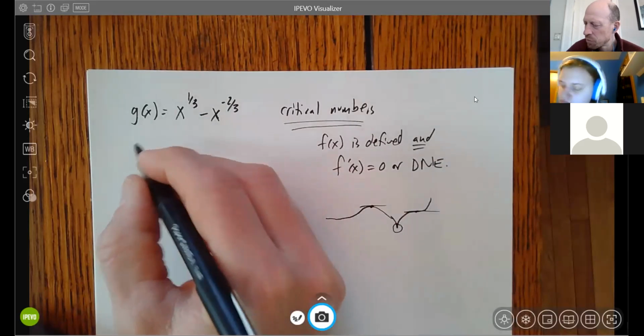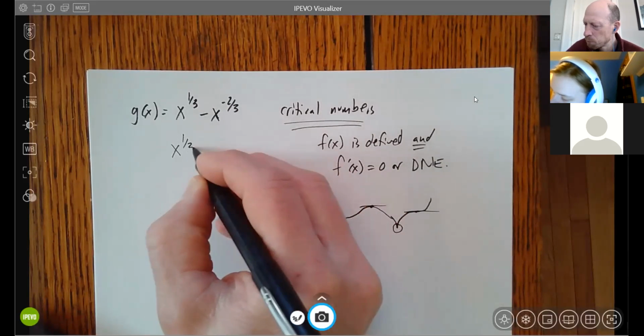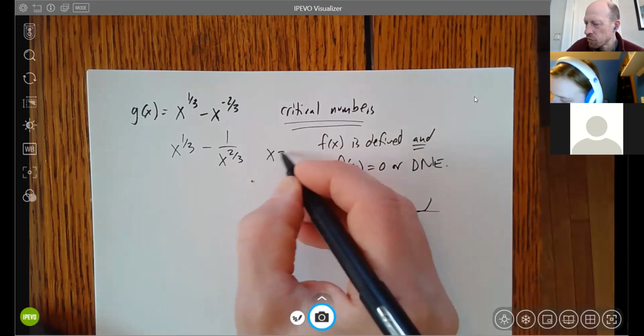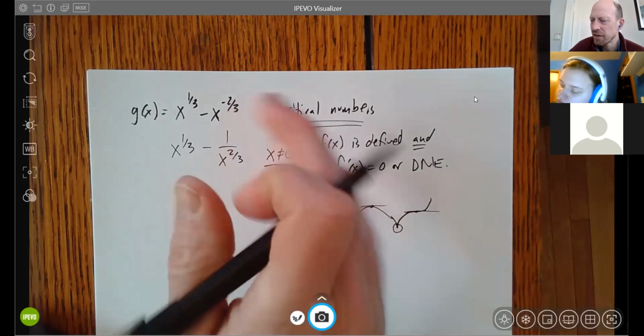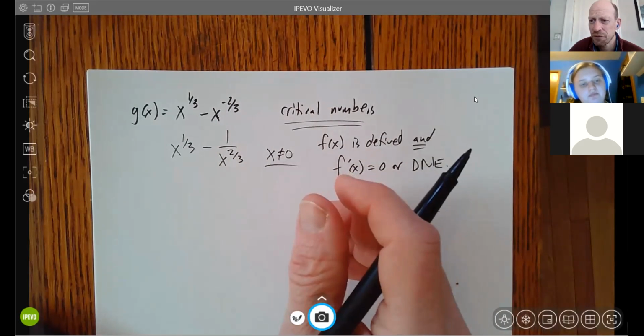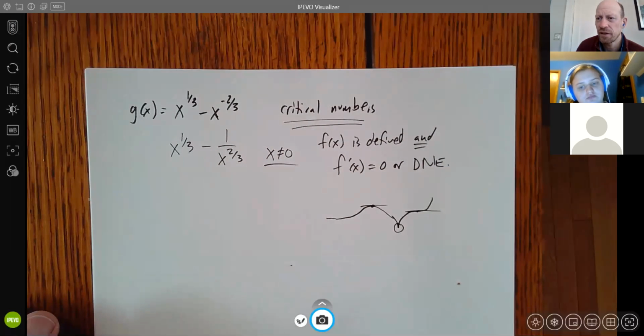So what you want to notice here is that this negative exponent would be, and so this function is not defined at x equals 0. So x equals 0 can't count for us as a critical number. And that is a kind of detail that is important.